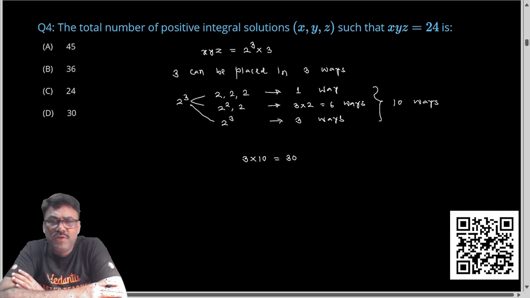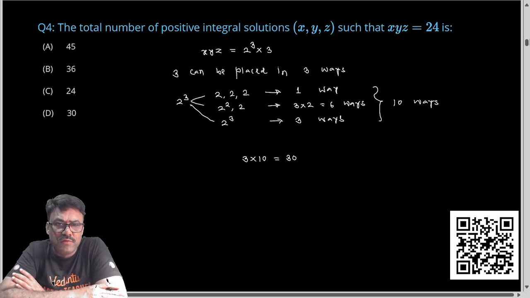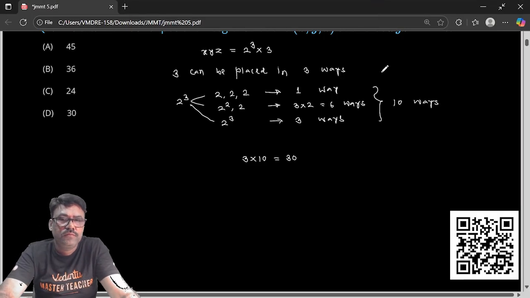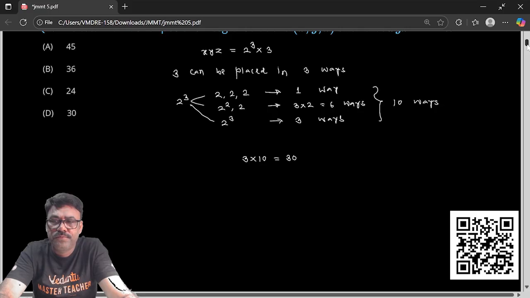There is one more method you can do by using the beggar's method. That method is given in the text solution. You can check the PDF. That method is given there. Now let's move to the next question.